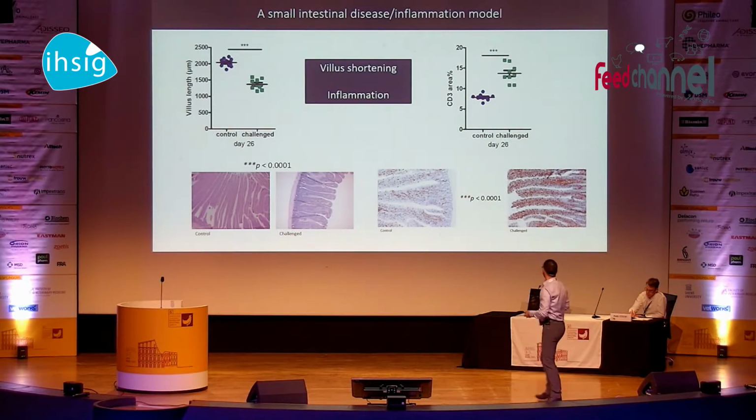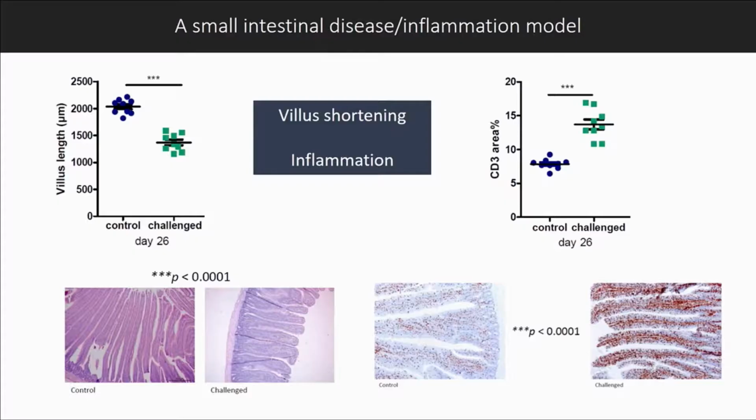Villi are also thicker, and as you can see here, right below, this is a picture of the challenged animals, meaning there's a massive immune cell infiltration. These are T lymphocytes again. I also see that on the graph, about 15% of the whole gut mucosa is filled with this brown staining, and this brown staining are brown cells, and these are T lymphocytes, okay?